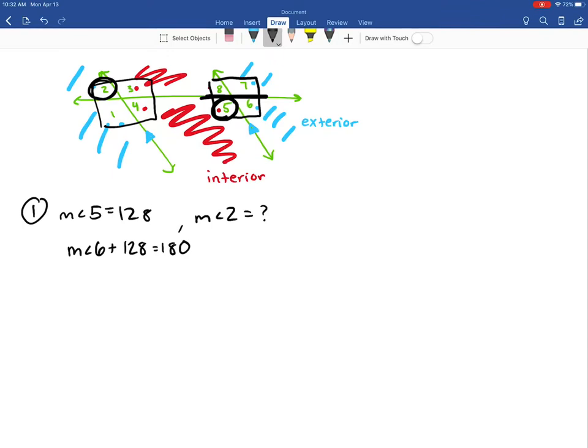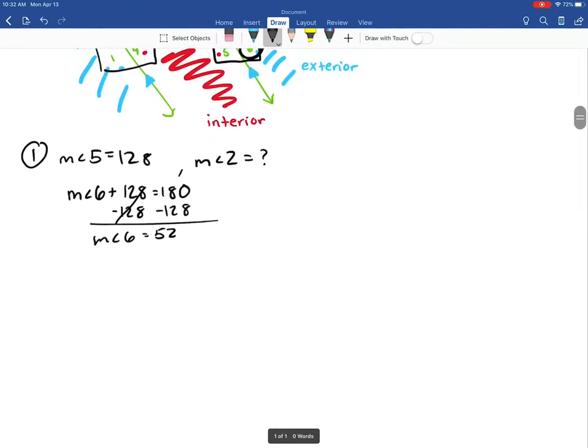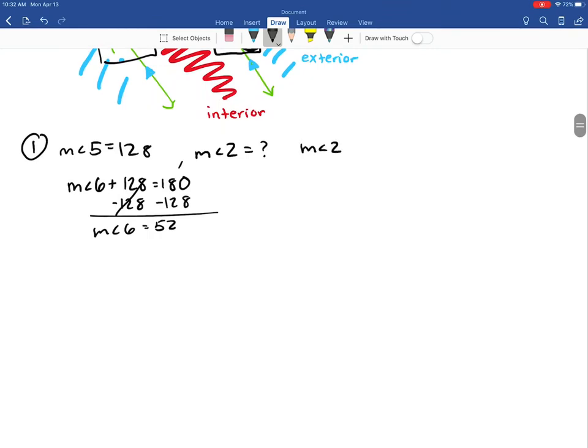So I'll do 180 minus 128 from both sides to find angle 6 is 52. Well, if I know what 6 is, now look at 2 and 6. They're both exterior, and they're on opposite sides, so they're alternate exterior. I can say the measure of angle 2 equals the measure of angle 6 because they are alternate exterior angles. So angle 2 has to be 52 degrees.